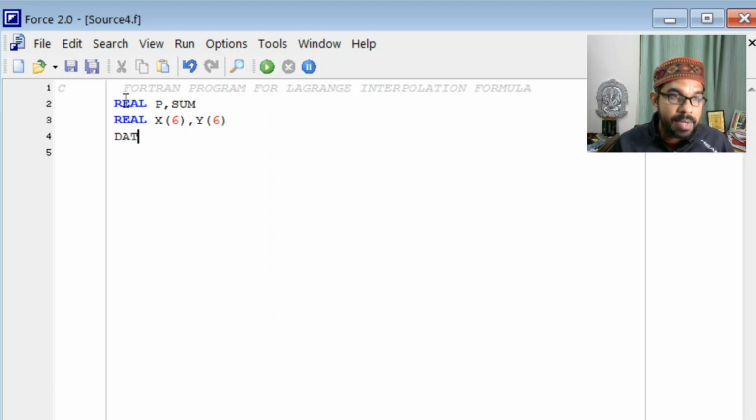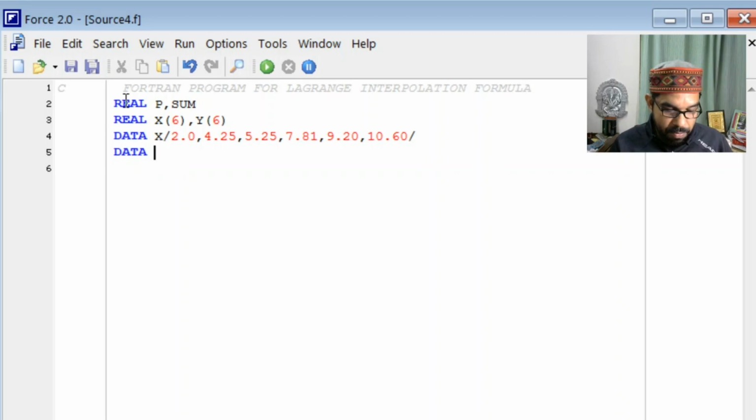And let data of x be given by 2.0 comma 4.25 comma 5.25 comma 7.81 comma 9.20, comma 10.60. So these are the values of x.